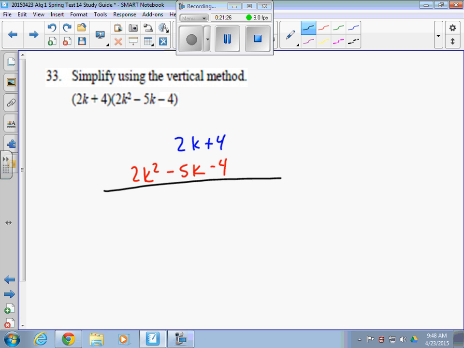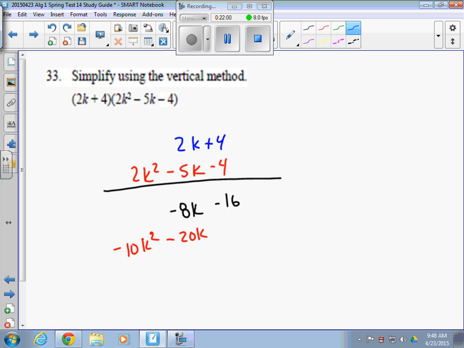So if we take the first term, negative 4, and we multiply it times 4, we get negative 16. Negative 4 times 2k is negative 8k. We'll do the same thing with the next term. We'll multiply negative 5k times everything. Negative 5k times 4 is negative 20k. Negative 5k times 2k is negative 10k squared.